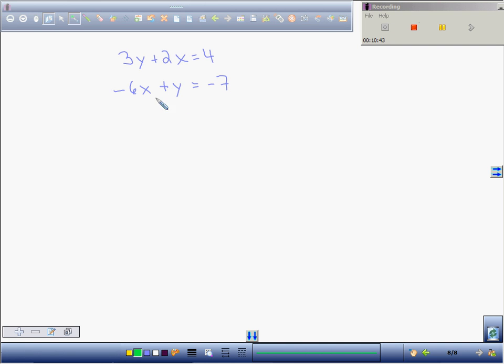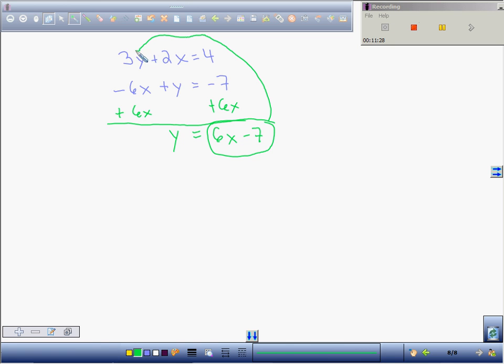I want to get y by itself. Add 6x to both sides. Usually you want to put this 6x in front of the number. So y equals 6x minus 7. Now what I could do is take this y equals and plug it into my other equation, because you have to take one equation and plug it into the other equation.